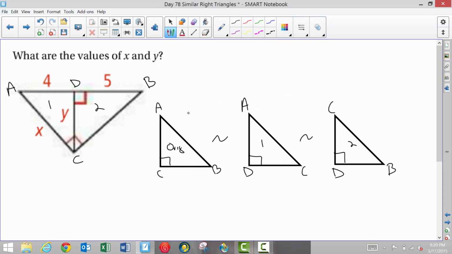Now I can input my information. So I know that A to B is 9. I know that A to C is x. And I know that D to C is y.